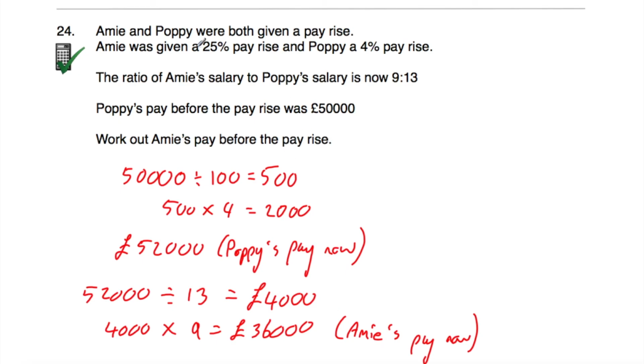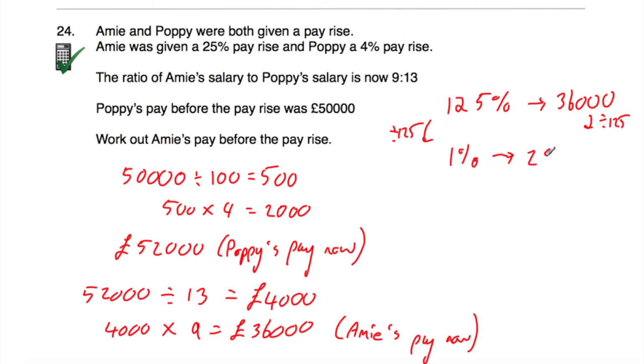So if we have a look at Amy's pay, her pay went up by 25%. So that means if her pay before the pay rise was 100%, it's now 125%. So 125% is equal to £36,000. So let's divide by 125 and divide by 125 and see what we get. So 1% is equal to 36,000 divided by 125, which is 288.